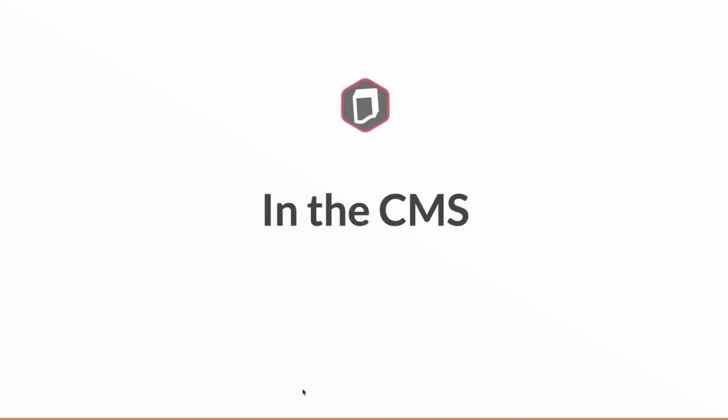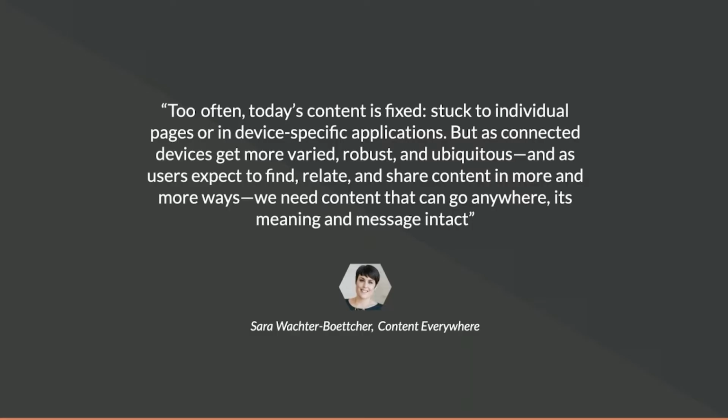Okay, so that's modeling on paper, and then reasons to model in the CMS. So in other words, you're structuring your content in the CMS so that the model that you've got on paper actually works, and that's the way it works together. Too often today's content is fixed, stuck to individual pages or in device-specific applications. But as connected devices get more varied, robust, and ubiquitous, and as users expect to find, relate, and share content in more and more ways, we need content that can go anywhere, its meaning and message intact. So says Sara Wachter-Boettcher. And that's what we're talking about, is getting content into that shape.